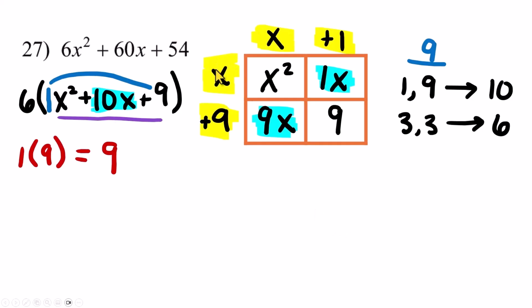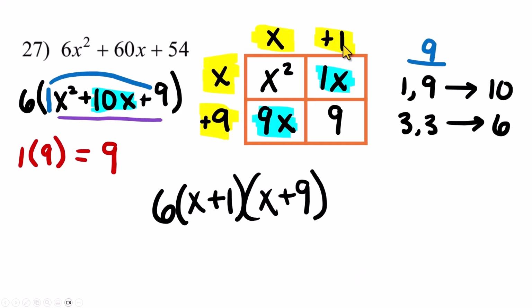Now double check. Make sure everything's working the way it's supposed to. X times x is x squared. X times 1 is 1x. 9 times x is 9x. And 9 times 1 is 9. So that means the x plus 1 times x plus 9 is the factored form of this, and you still had the 6 out in front.